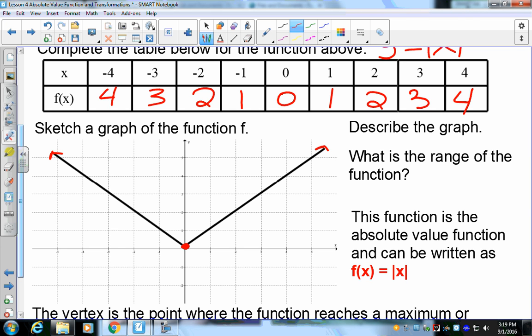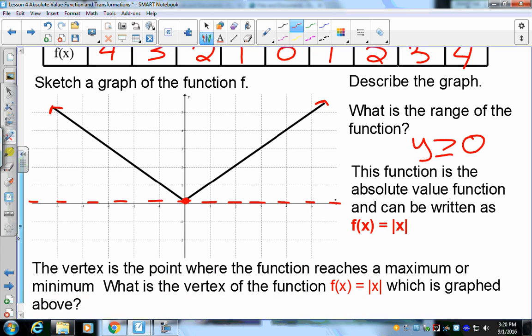What about our range? Our range is the y values. If you notice, this graph does not dip below the x-axis, so there are no y values that are less than 0. Our range is going to be y is greater than or equal to 0. So this function is our absolute value function and can be written as f of x equals the absolute value of x, or just y.